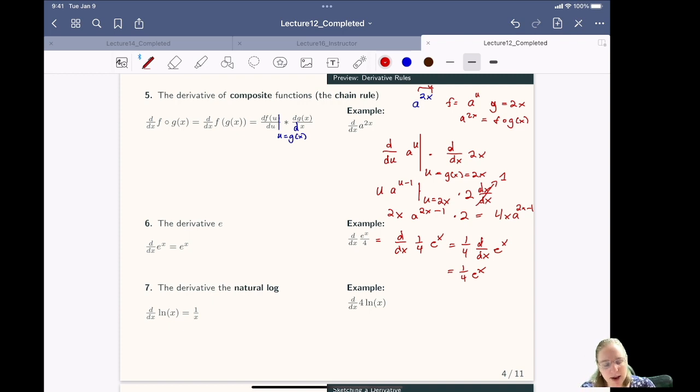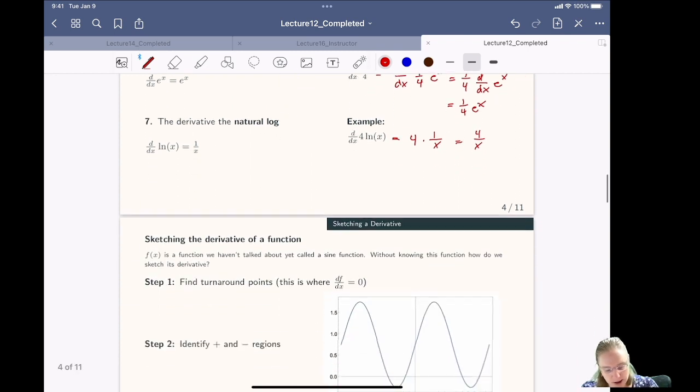All right. Now, the derivative of the natural log of x is 1 over x, and you're just going to have to remember that. So, similarly, if we have d by dx of 4 ln of x, that 4 factors out, and we have 4 times 1 over x. So, 4 over x. Those are your derivative rules.